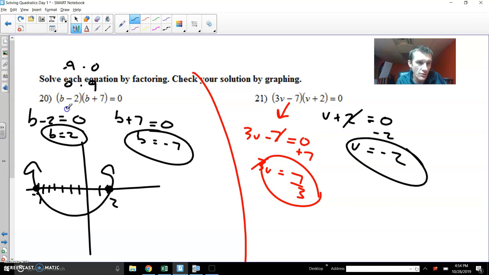Setting b minus 2 equal to 0 and then adding 2 over tells me that 2 would be a 0 on the graph. And if I do the same thing with b plus 7, subtract 7 to the other side, and negative 7 is also a 0.